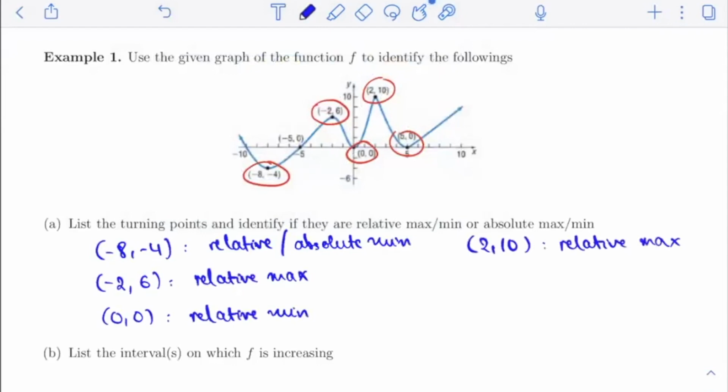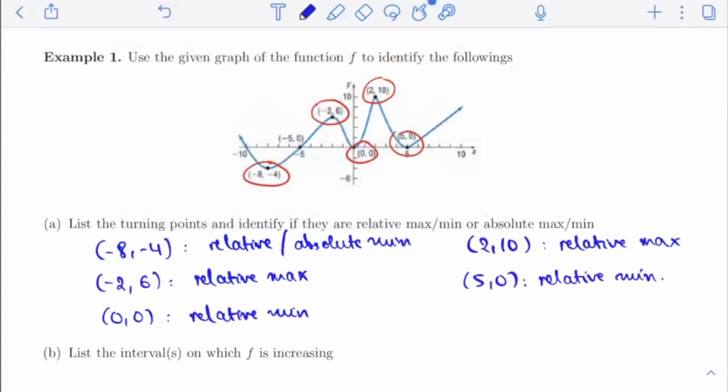The point 2, 10 is a relative maximum. So this point cannot be an absolute maximum because when you look at the graph of the function, the end behavior will go to positive infinity. So therefore, the point 2, 10 is only the relative maximum. And the last point on the graph that we want to look at as a turning point is 5, 0. It's a relative minimum.